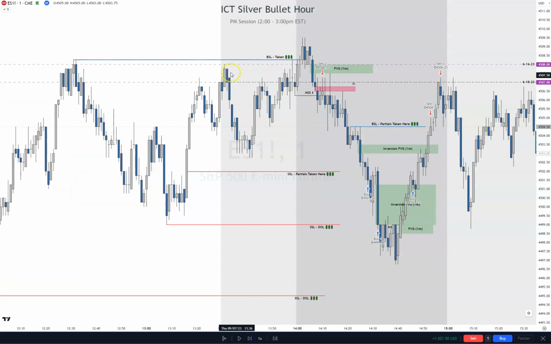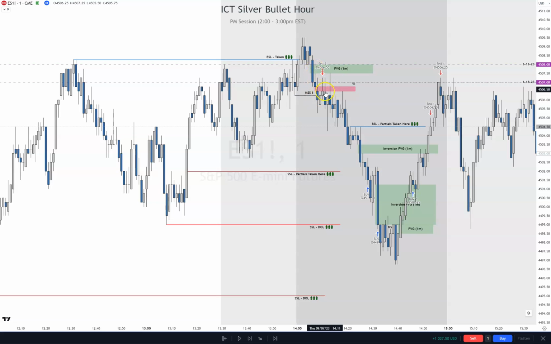All right, we started the 2 o'clock p.m. Silver Bullet hour. We had new week opening gap here, relatively equal highs. It was a lunch hour high as well. It took out the lunch hour high, came down. We had a market structure shift, and we had a fair value gap and a volume imbalance.